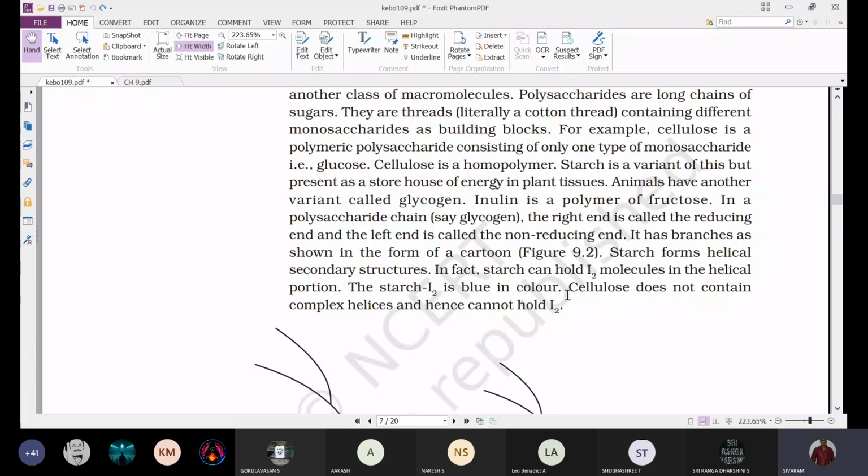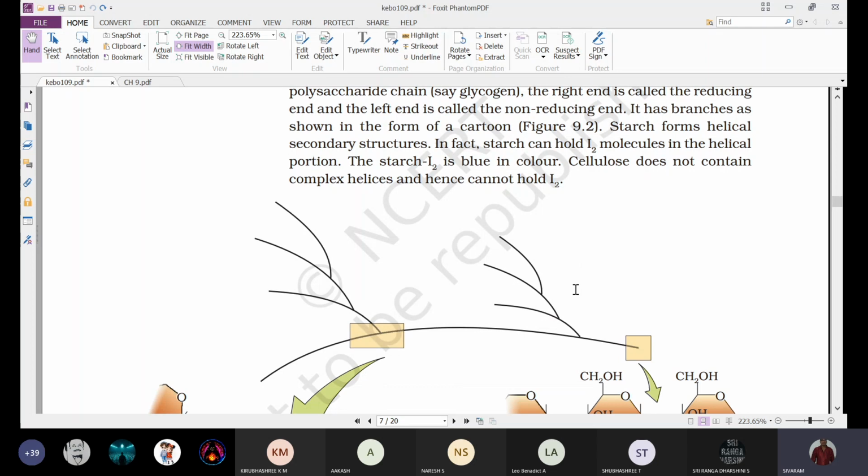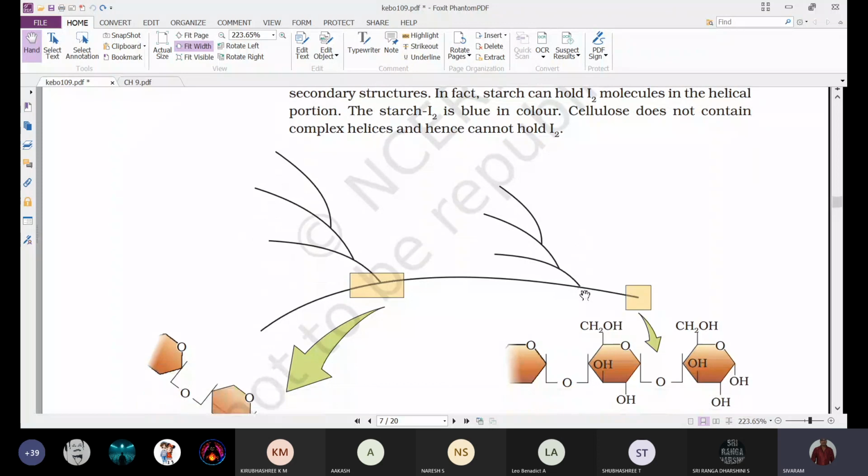The right end is called a reducing end and the left end we are calling a non-reducing end. It has branches, as shown in the cartoon. For example, if we take cellulose, cellulose is a branched chain polymer. That means it is not a completely linear structure. It is a branched chain polymer.